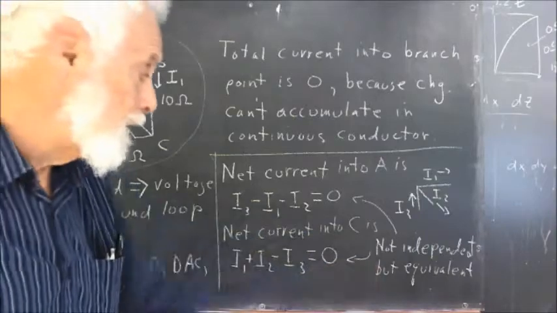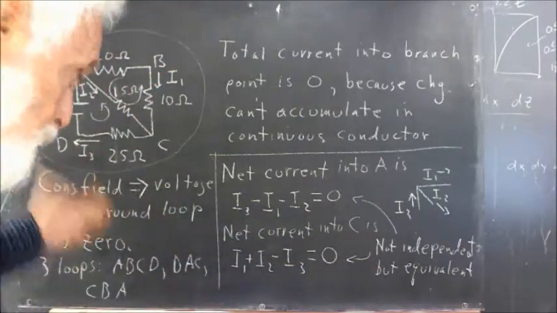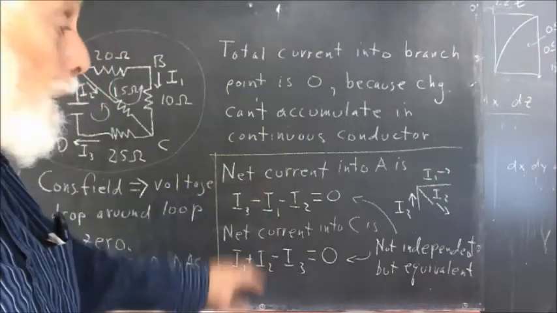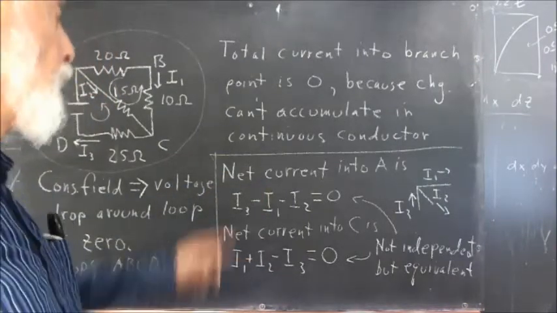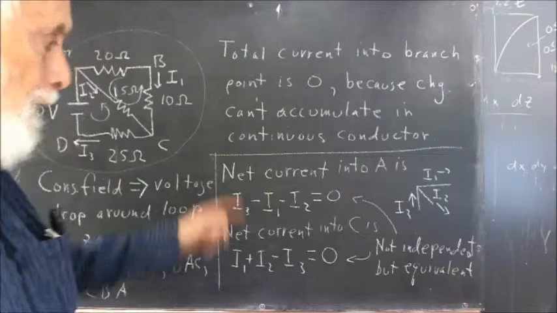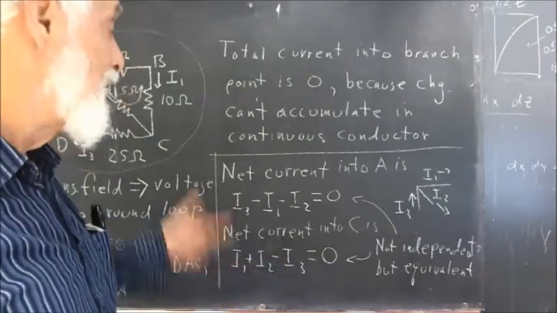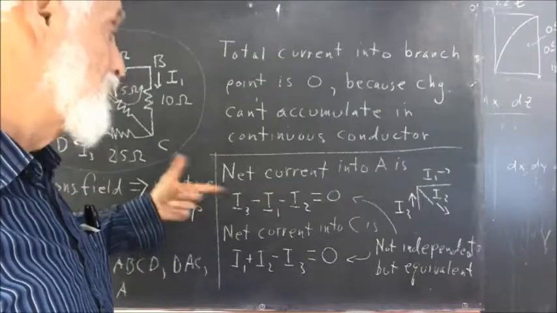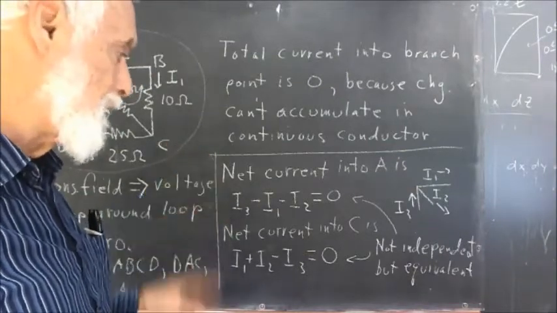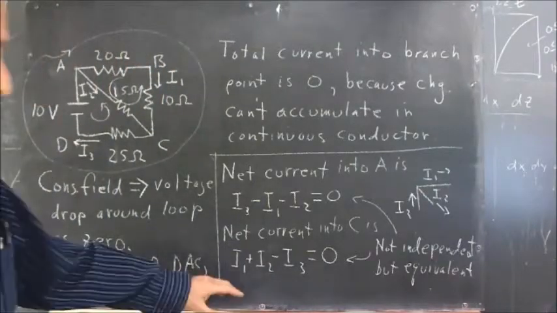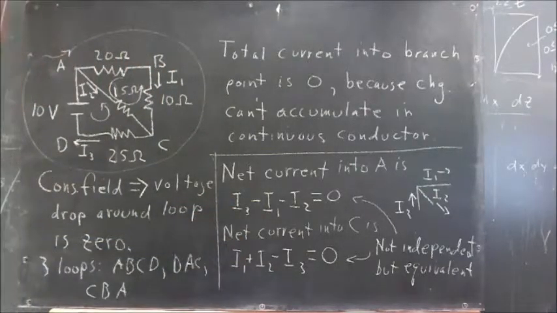The net current into C, you can work that out yourself. It's I1 plus I2 minus I3. Are these equations independent? No, they aren't. They're not independent, they're equivalent. If I multiply this equation by -1, I get an equation that's identical to this equation if I just rearrange my terms a little bit. So these equations are not independent.